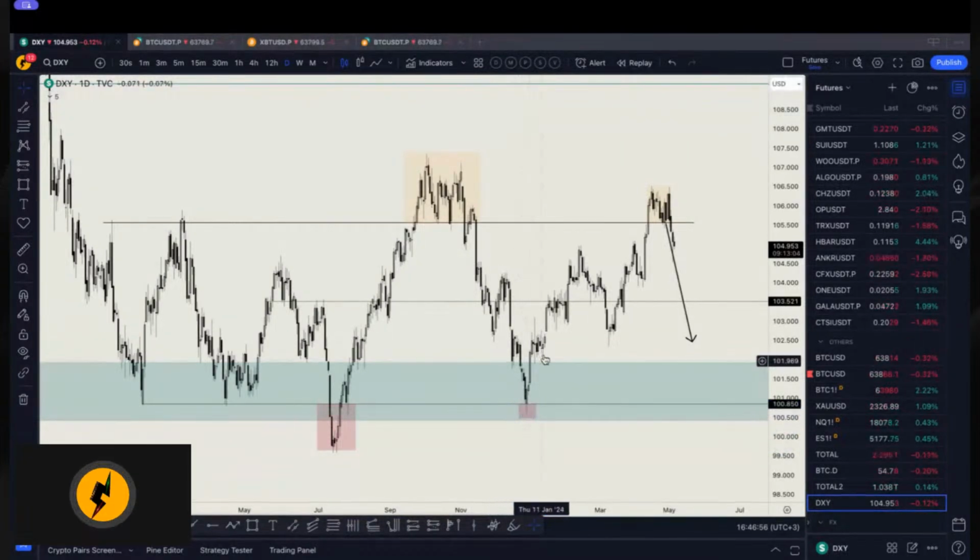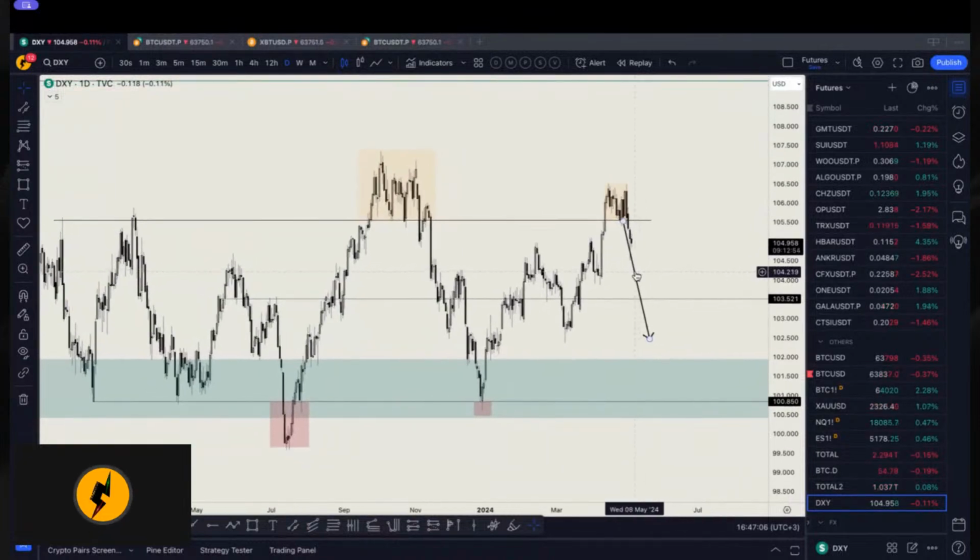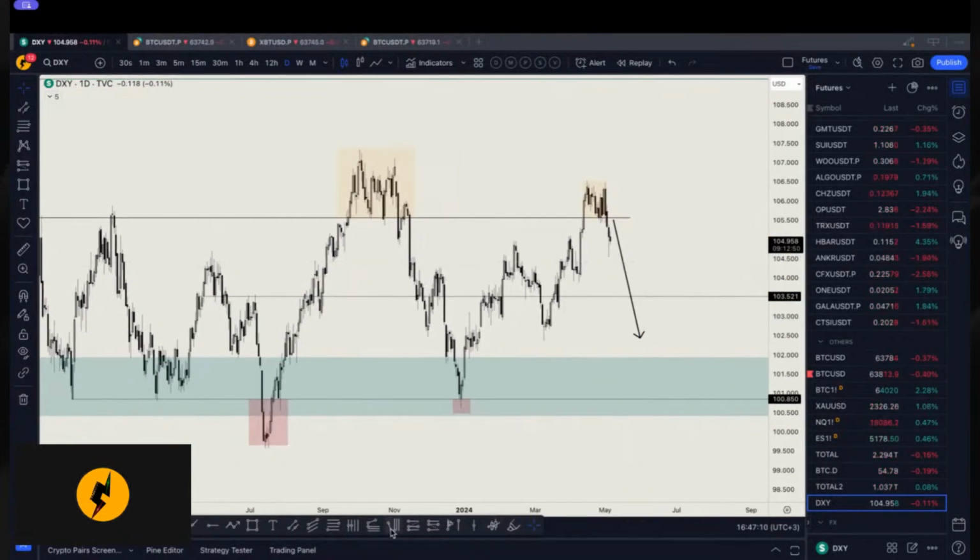Okay, and from here we went and made another deviation to the upside. So from discount to premium, from discount to premium, and right now we're kind of inside the range. Guess what I'm expecting? A test of this extreme of the range. So something like this. Okay.